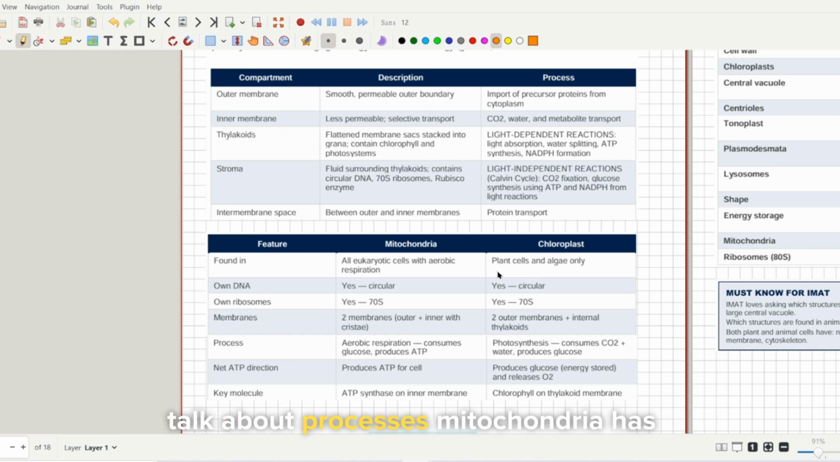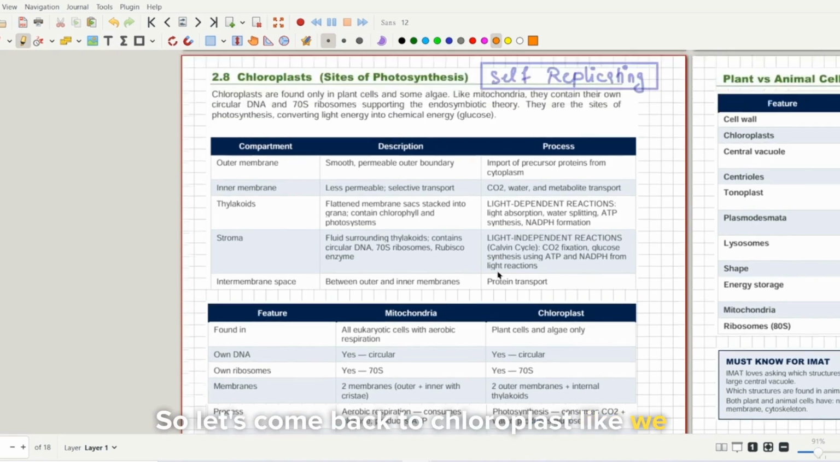If we talk about processes, mitochondria has aerobic respiration and chloroplast has photosynthesis. If we talk about ATP direction, mitochondria produces ATP while chloroplast uses ATP to produce glucose molecules. The key molecule in mitochondria is ATP synthase, and in chloroplast it is the chlorophyll molecule that is present on the thylakoid membrane. So let's come back to chloroplast like we were discussing.